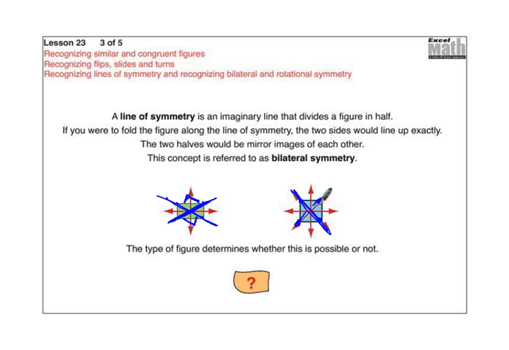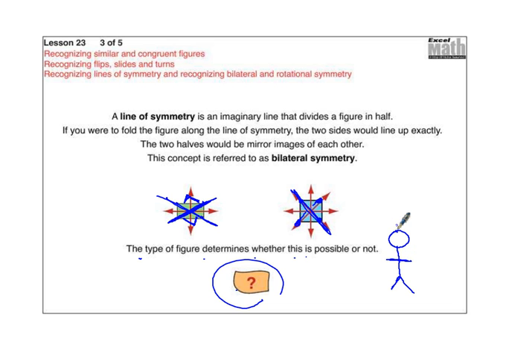So a square actually has 4 different bilateral lines of symmetry. The type of figure determines whether this is possible or not. So you can see this shape here, there are no lines of symmetry. Think of your body too, as it's got one line of symmetry down the middle, unless your hair is not, you know, or maybe you're missing an eye or something.